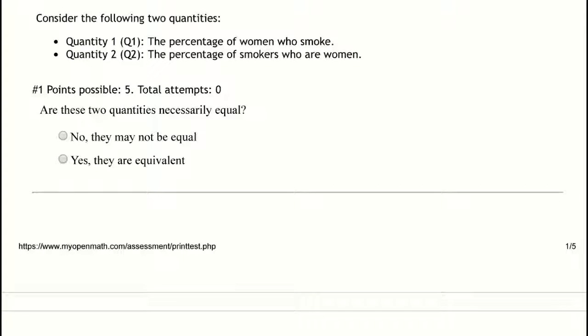So we have two quantities, quantity 1 and quantity 2. And we're looking at women who smoke and smokers who are women. They seem similar, but they're actually not equal. Not necessarily.